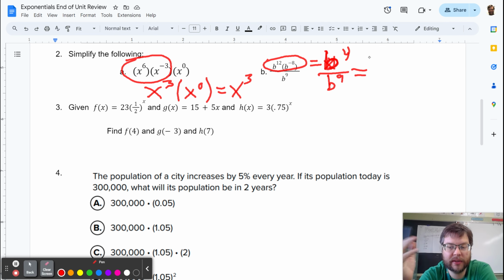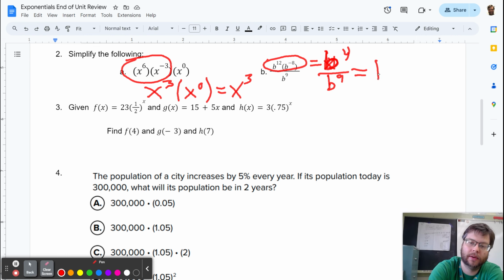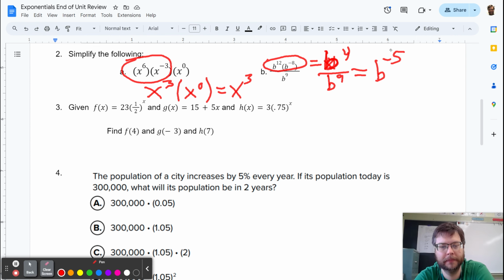Okay, what do we do if we divide two things that have the same base? Well, dividing is the opposite of multiplying, and so subtracting is the opposite of adding. 4 minus 9 is negative 5. Top minus bottom. Done with those.